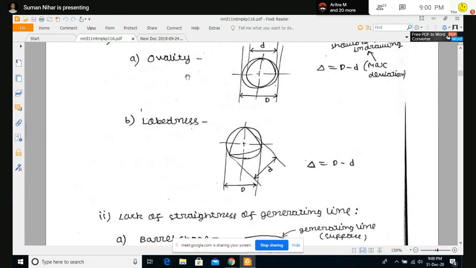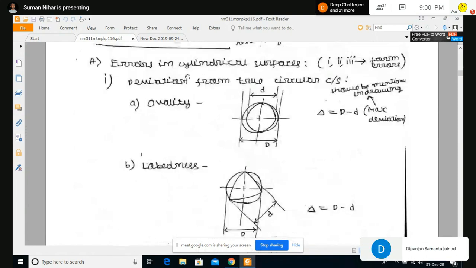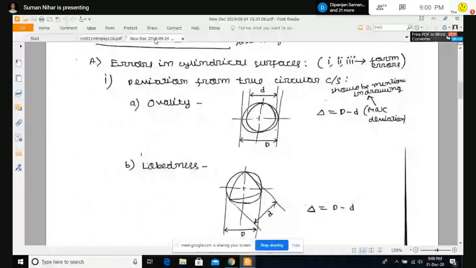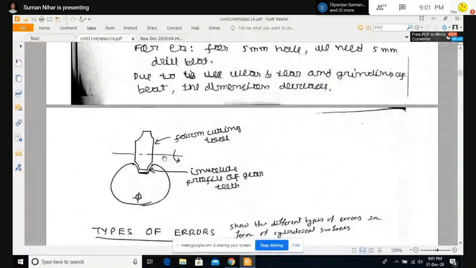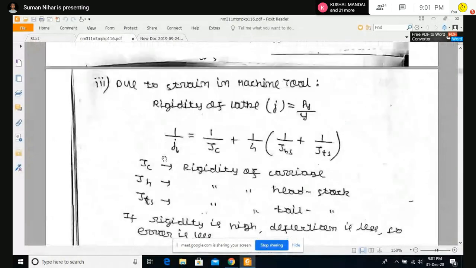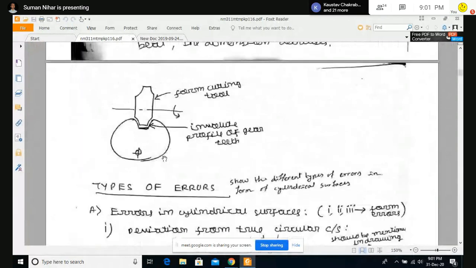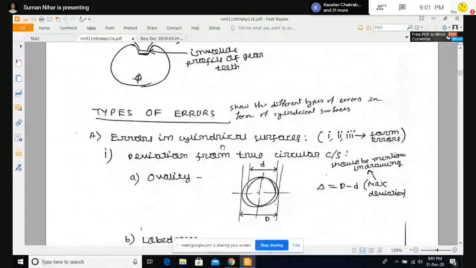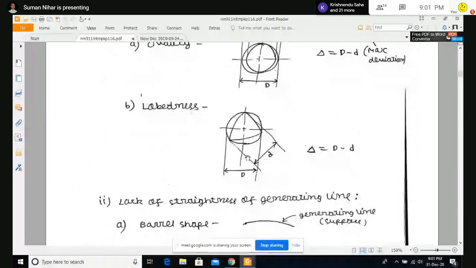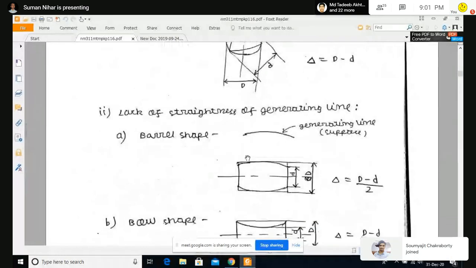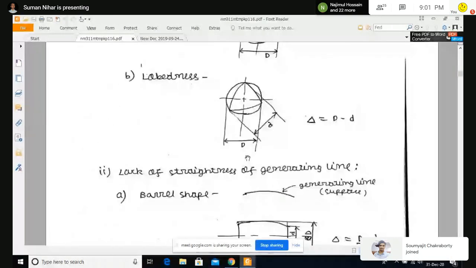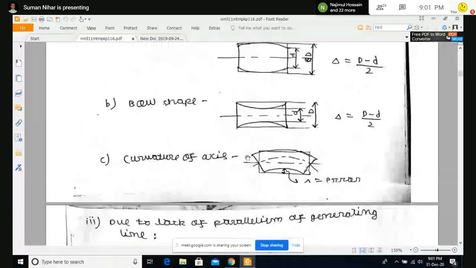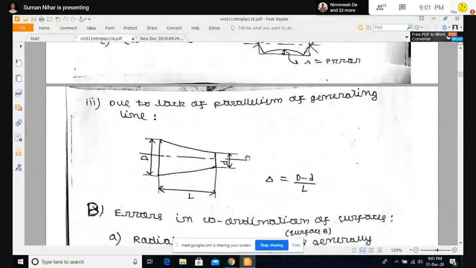this was your ovality. Okay, so I have told you that along with this note you have to go side by side with this note. Here it has been mentioned the types of error in a cylindrical surface, which kinds of errors can be seen in the case of a cylindrical surface. This is your ovality, then your lobedness, then your barrel shape, then the lack of straightness of generating lines, barrel shape, bow shape, curvature of axis due to lack of parallelism. Okay. Here it has been given.